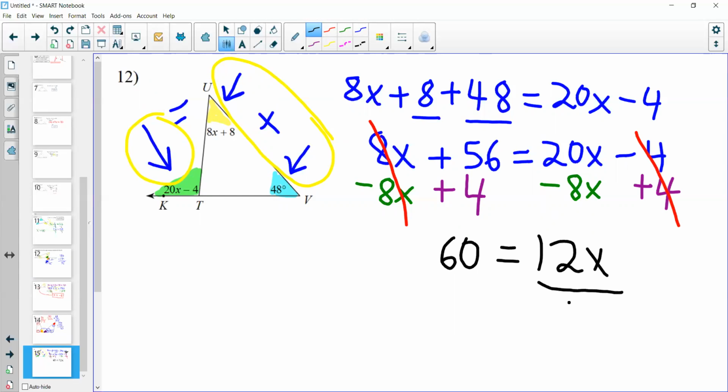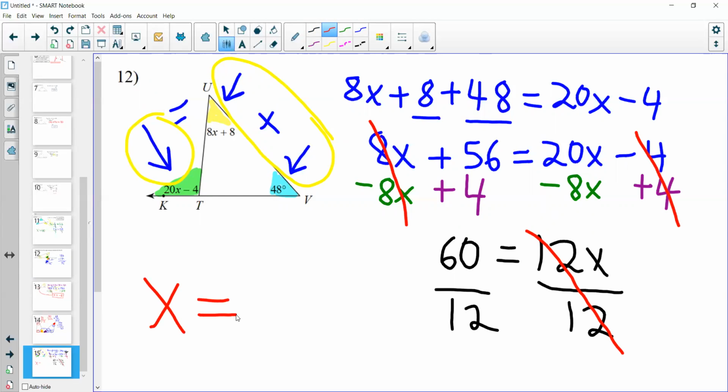Finally, divide both sides by 12. 12 over 12 equals 1. I'm left with x equals 60 divided by 12, which is 5.